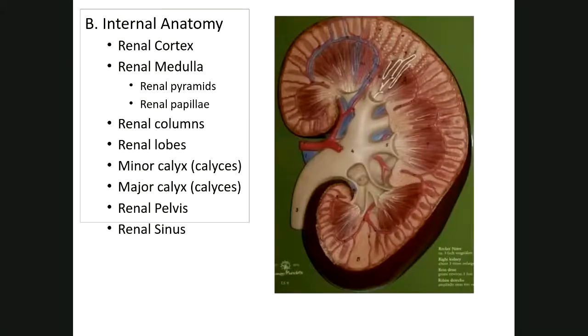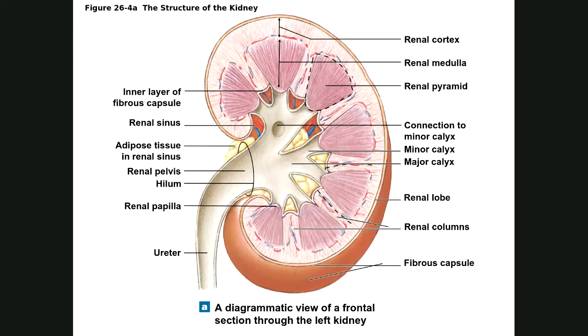All right, so in terms of moving further with the kidneys, you want to be able to identify the internal anatomy and all the structures that are listed here. And this picture is an excellent representation of a sectional frontal section through the left kidney. And what you can see are the two primary locations of the kidney on the inside. You have what's called the renal cortex and the renal medulla.